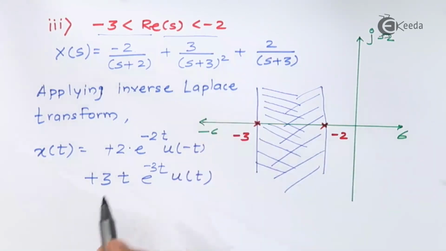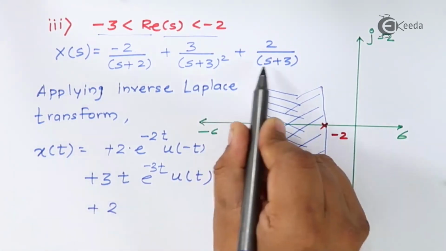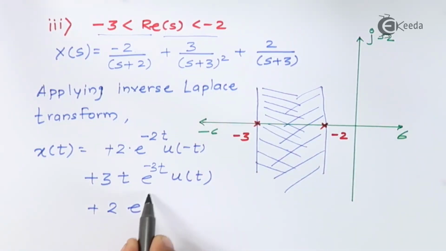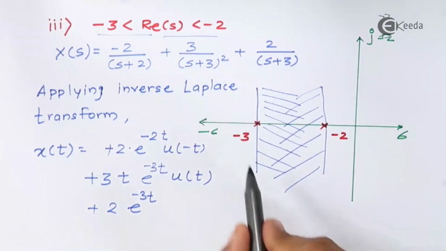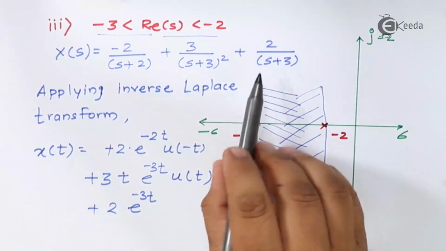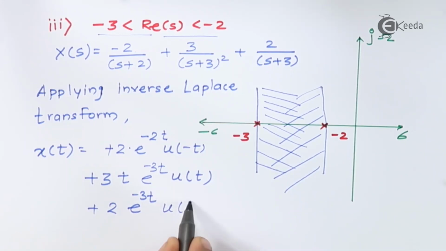Then we'll move on to the third part, which is a 2. Here we have s plus 3, so multiply this t by -3t and then 1 by s inverse. As the pole produces right-handed sided ROC, 1 by s is nothing but unit step. And this is the ROC of the last function, that is a two-sided function.